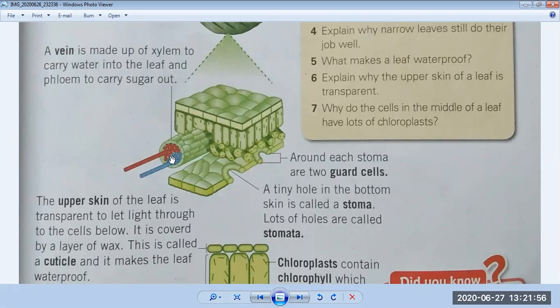This upper skin of the leaf is transparent to let light through to the cells below. It is covered by a layer of wax which is called cuticle. So what is the function of cuticle? It makes the leaf waterproof. It means extra water can never stay on the surface of the leaf. So this is the cuticle surface, and among them there are two types of cells present, which are xylem, and so you will see chloroplast.